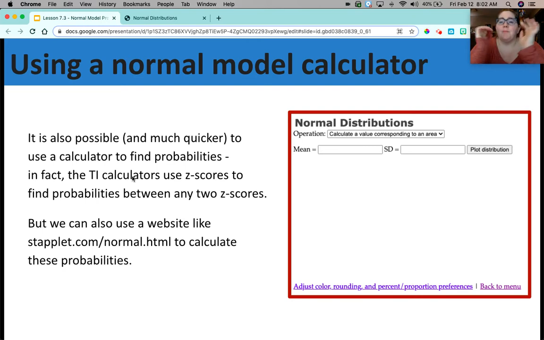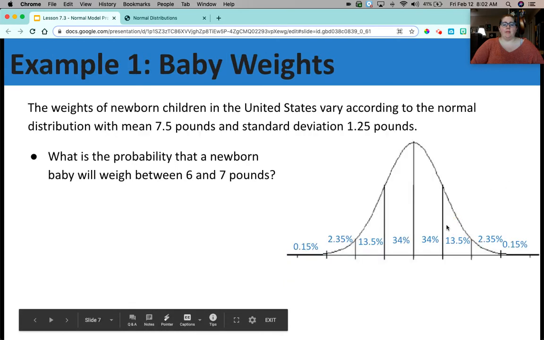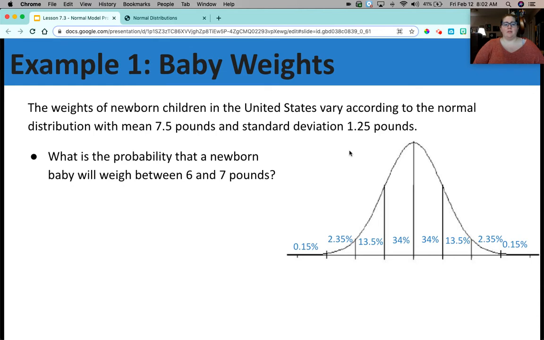So there are many websites out there. We're going to use one from Statlet. It's the same general website we've been using for lots of things this year, but it's statlet.com/normal.html. And what we are going to do is plug in our values. So let's go straight to an example and talk about how we use this website to calculate probabilities.